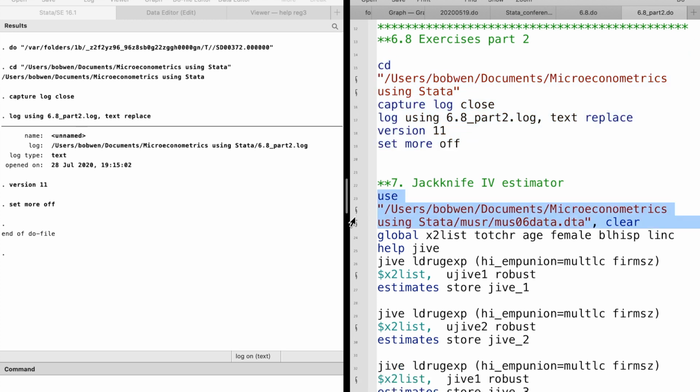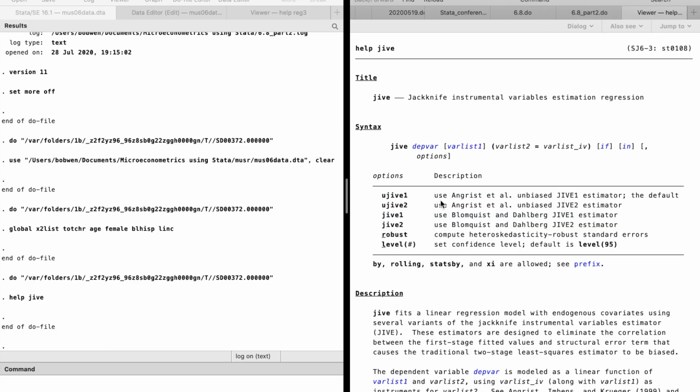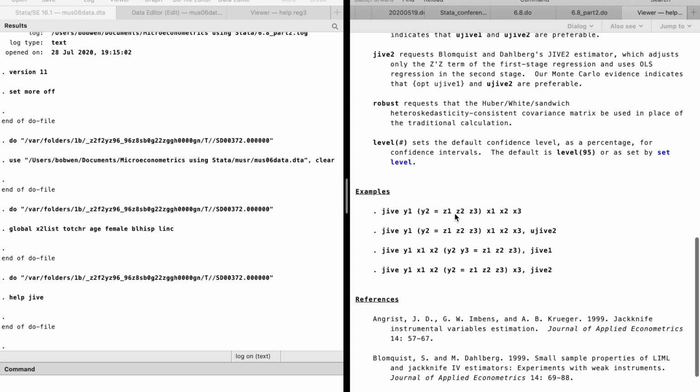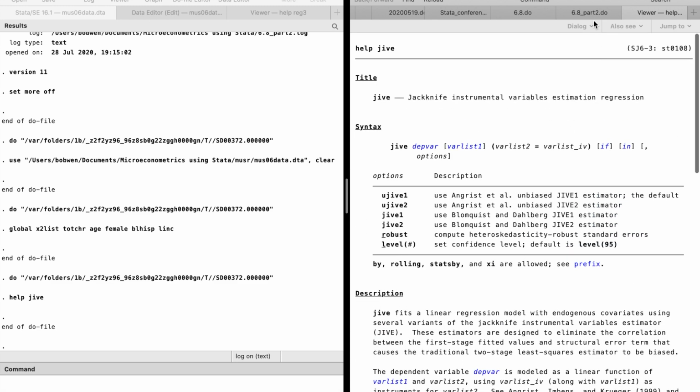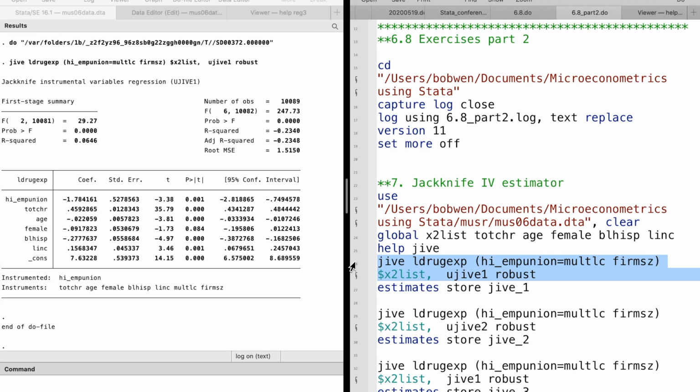In question 7, we use the user-written command drive to do the Jackknife instrumental variables estimation. There were 4 different variants of the command. We use them one by one with the heteroscedasticity robust standard errors option. We can use help followed by the command's name to look at the syntax and examples of that command. We store the results of each regression and then compare them with the GMM estimation.